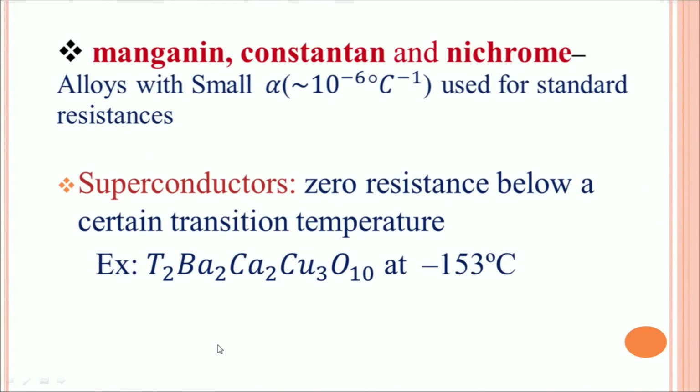Okay. Another type of special materials are superconductors. What are superconductors? These are special materials which have zero resistance below a certain transition temperature, and this is a typical example. This material acts like a superconductor at minus 153 degrees centigrade.